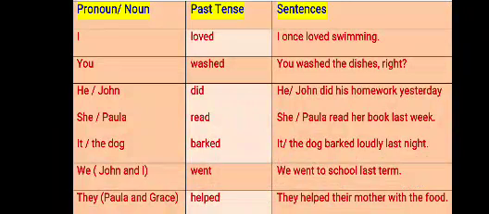For the pronoun we, meaning John and I, the past tense will be went. We went to school last term. For the pronoun they, the past tense will be helped. They helped their mother with the food, or you can say Paula and Grace helped their mother with the food.